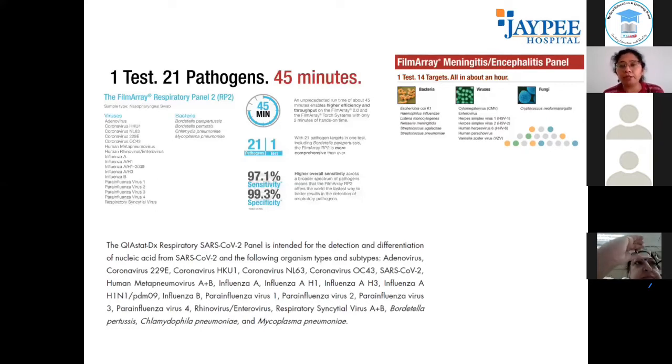And similarly for meningitis, which is one of the most difficult things to diagnose, and the turnaround time of the report is very crucial in meningitis. You may lose the golden hour, and therefore these panels are there. And similarly, the QIAstat from QIAGEN also has something similar, almost like your BioFire, where it can detect most of the common respiratory pathogens in one go.